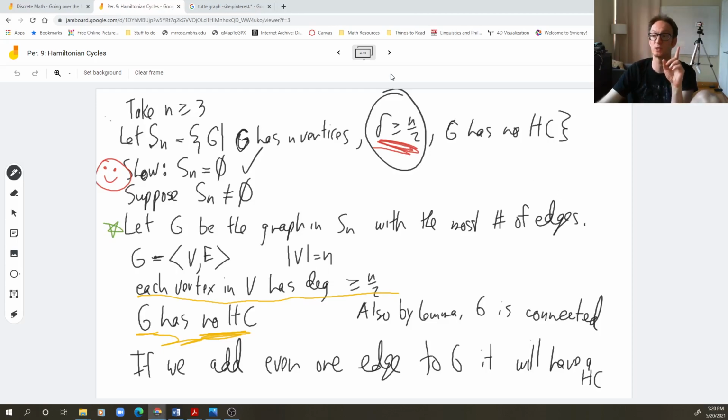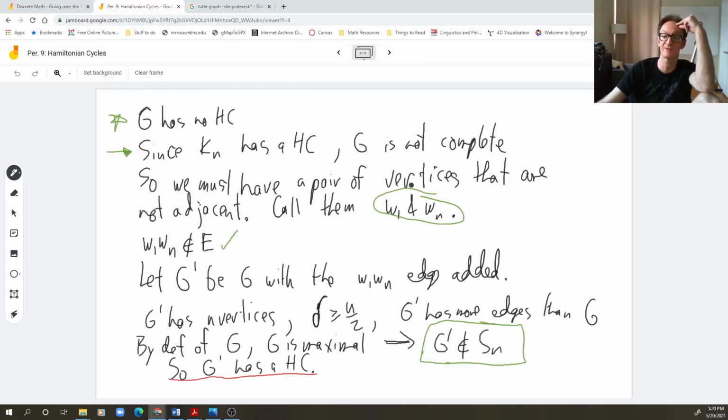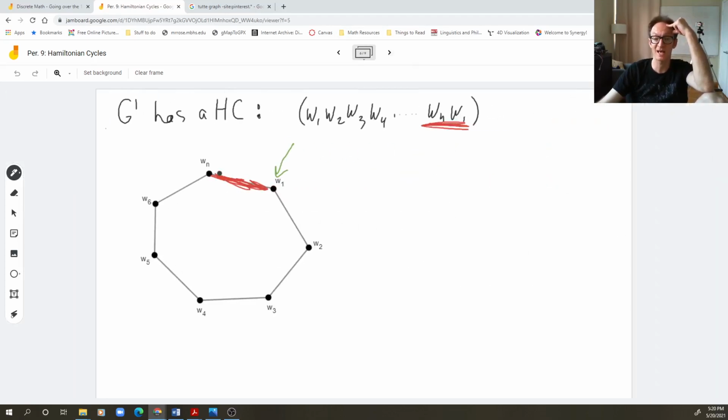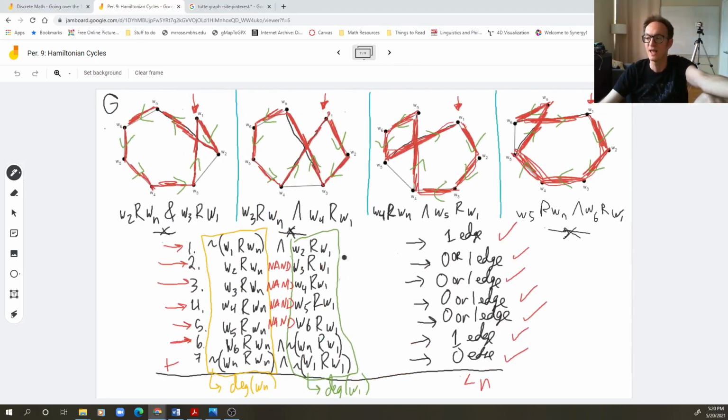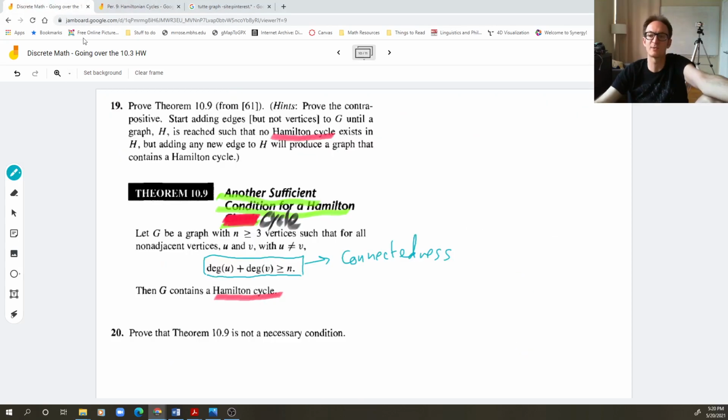Add an edge between two vertices that don't already have an edge between them. Now you have a new graph which still satisfies the condition, but has a Hamiltonian cycle. It must use the vertex that you just added. In other words, you just repeat the entire argument, and you conclude that the sum of the degrees of the vertices is less than n. But that is a contradiction with the blue condition, which is that the sum of the degrees of the vertices is greater than or equal to n. So in some ways it's a simpler proof.